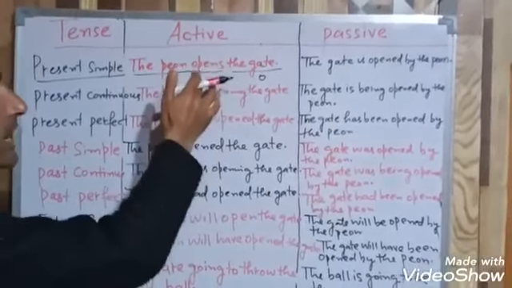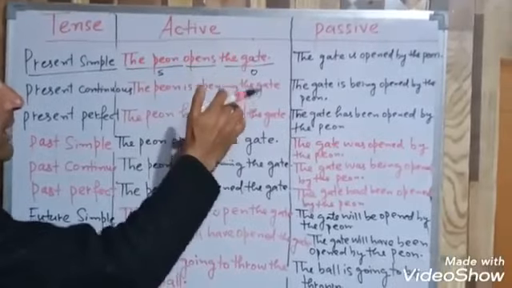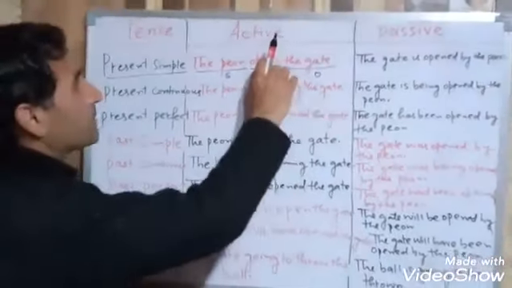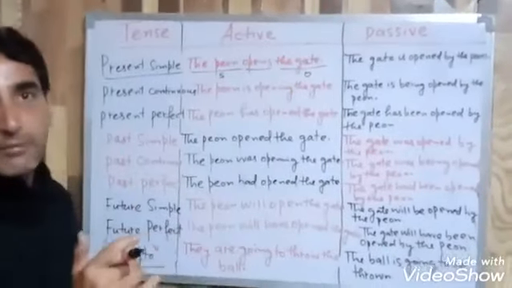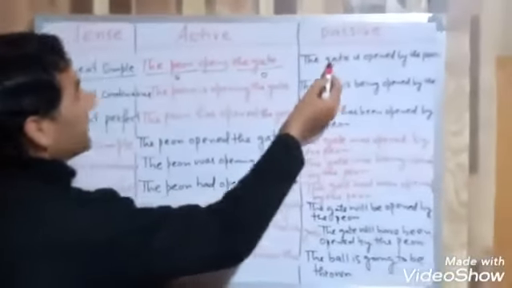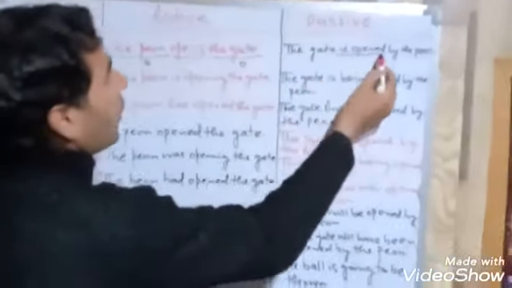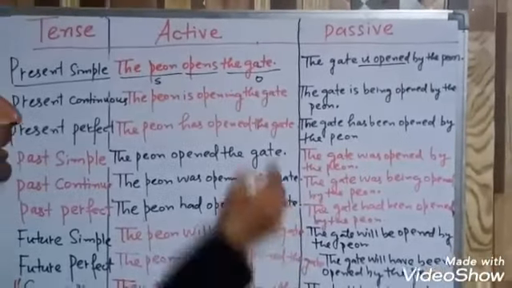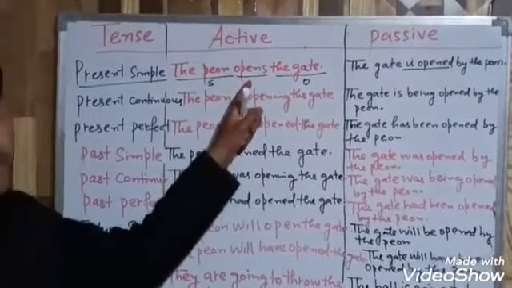Be means is, am, are, was, were, and past participle means third form of the verb. When we are discussing the present, we have to use is, am, are. When we are discussing past, we have to use was and were. Now, the gate is opened by the peon. We cannot write the gate was opened by the peon because the verb is in present simple.